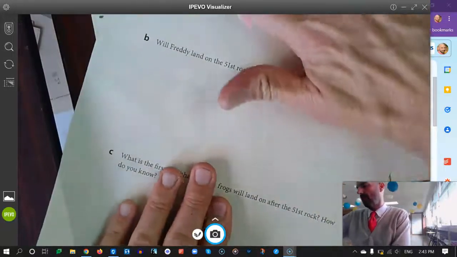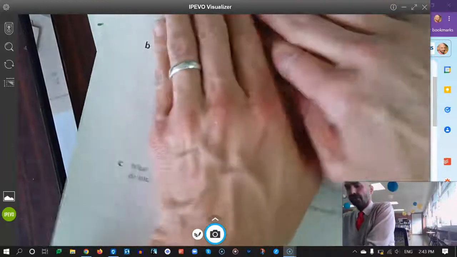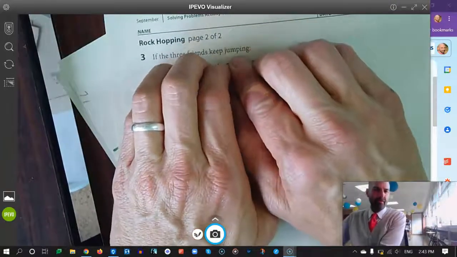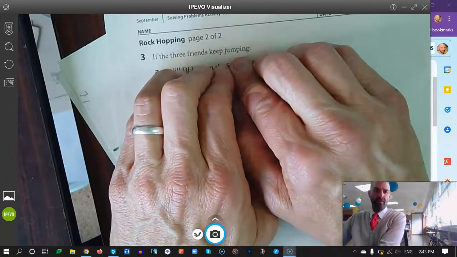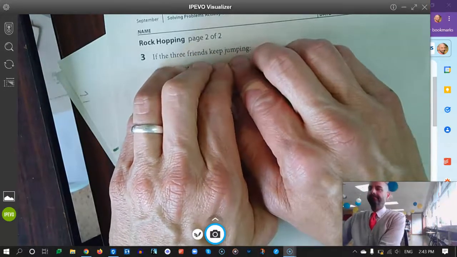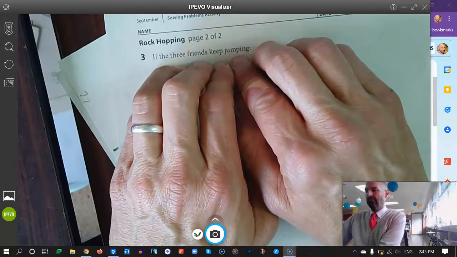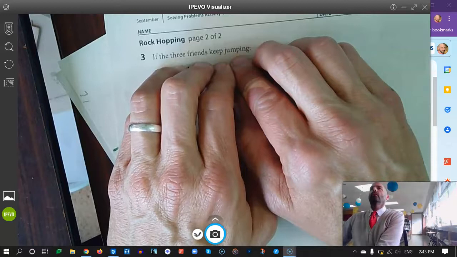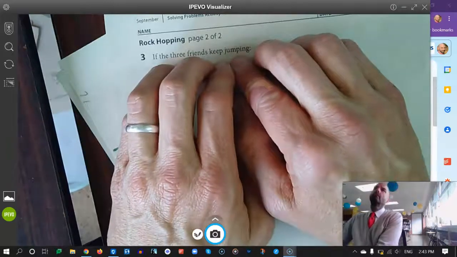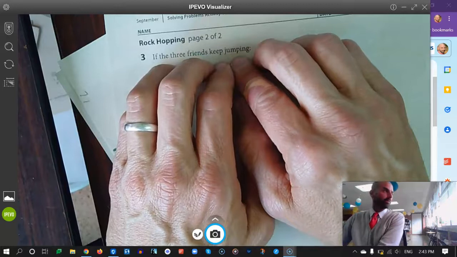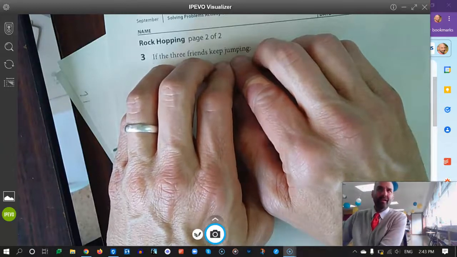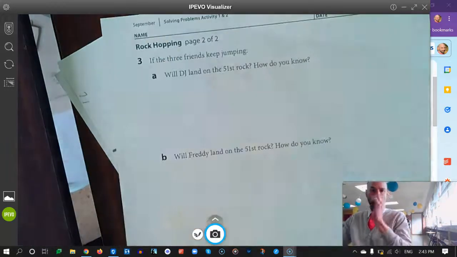If the three friends keep jumping, so now let's think about that. There's going to be a bunch of questions from here. If the three friends keep jumping, what could we ask? Which other rocks do they land on together? Will they each land on a certain rock? What else could they ask? How many rocks in total would they land on? Something like that. So let's find out what some questions are.